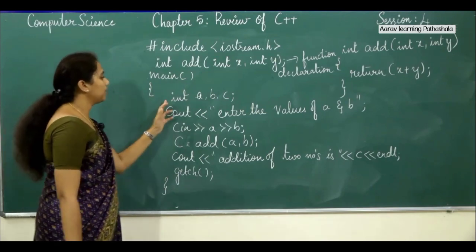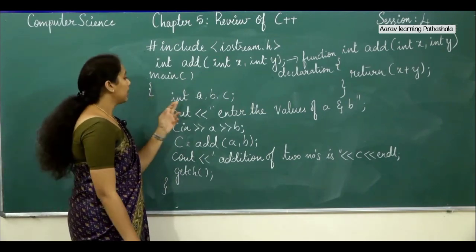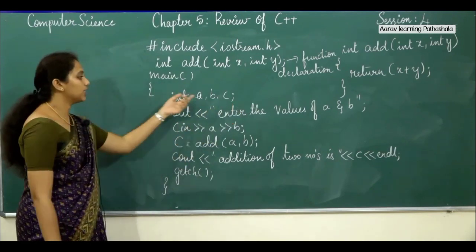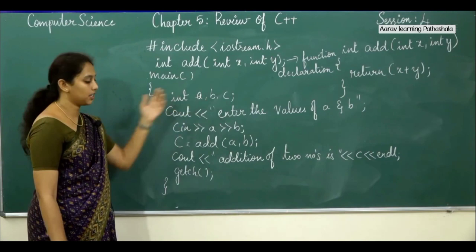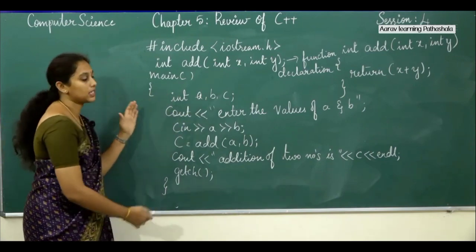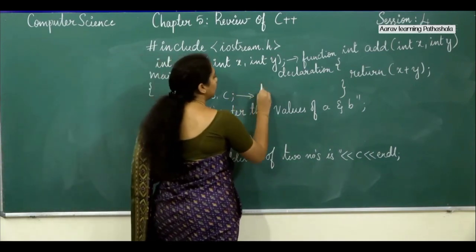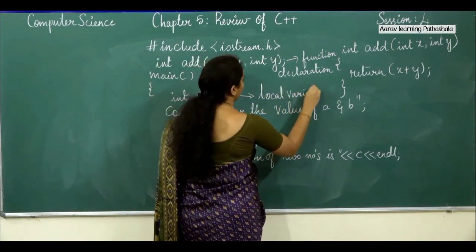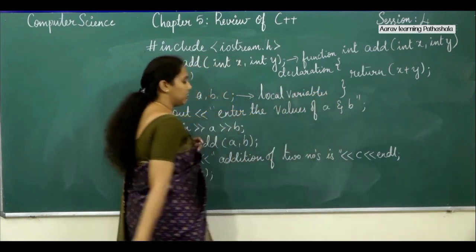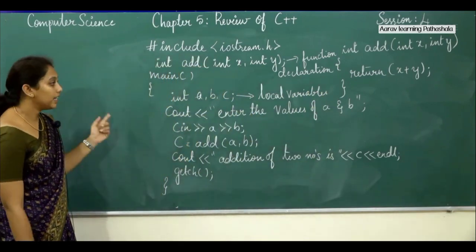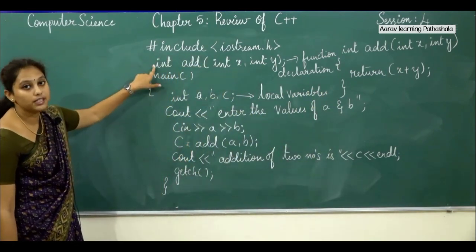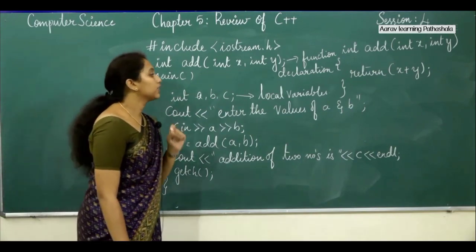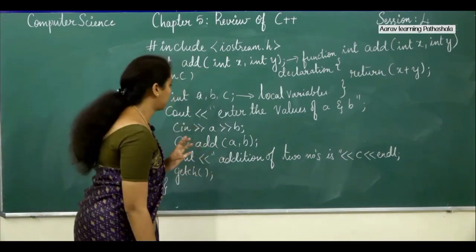Next is void main. Inside void main, int a, b, c. Here we are declaring the variables within this block, hence these variables are called local variables. If I declare any variables in the global declaration section, then those variables are called global variables.